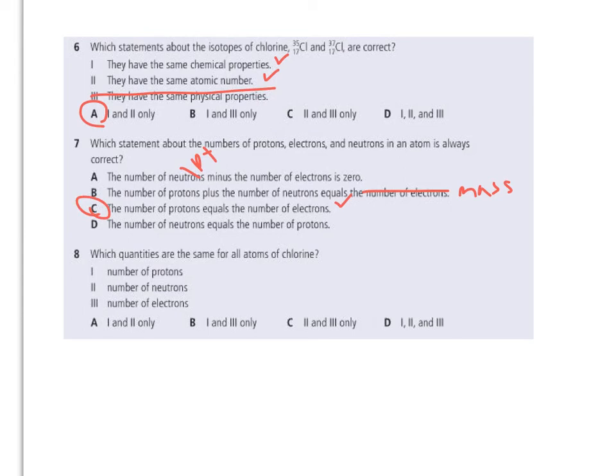And then number 8, which quantities are the same for all atoms of chlorine? The number of protons, neutrons, or electrons. Well, the number of protons have to be, or it wouldn't be chlorine. And if it's an atom, then that also means the number of electrons. Number of neutrons, however, won't be the same, or there'd be no isotopes. So this would be B, 1 and 3 only.